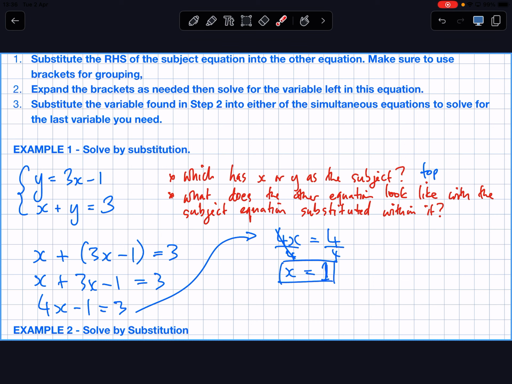The bottom. So you plug in x, you were told in the last step was 1, plus y is equal to 3. What's the opposite of positive 1? Negative 1. So y is equal to 2. That's how you solve by substitution. That's a basic example. Can I give you some time to write that example down, please?